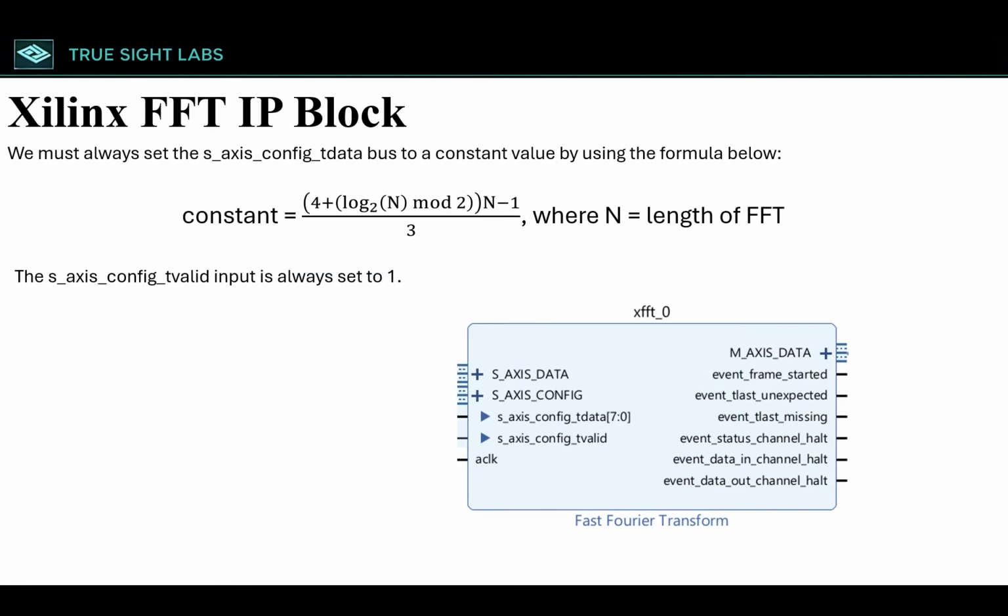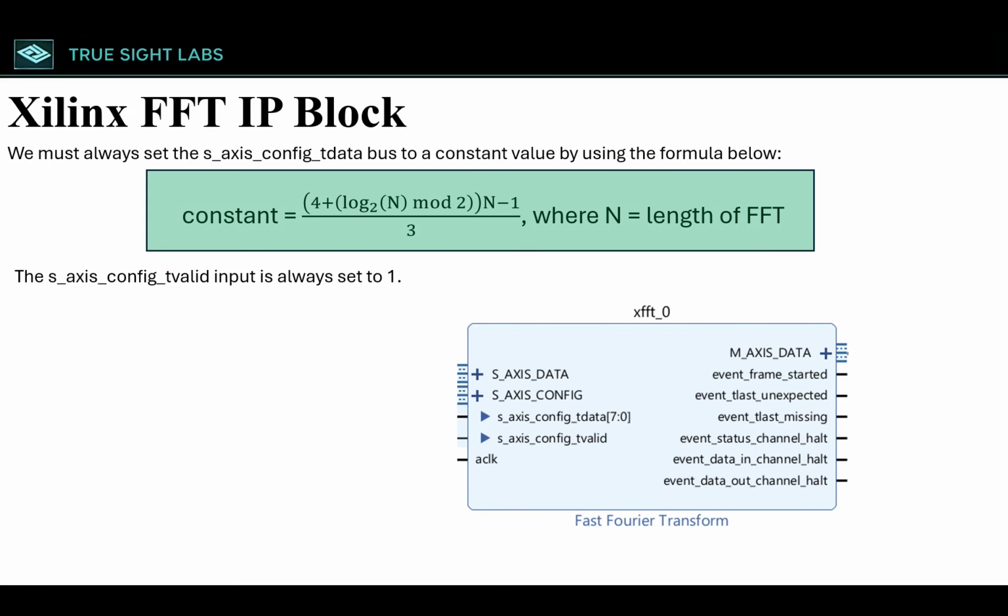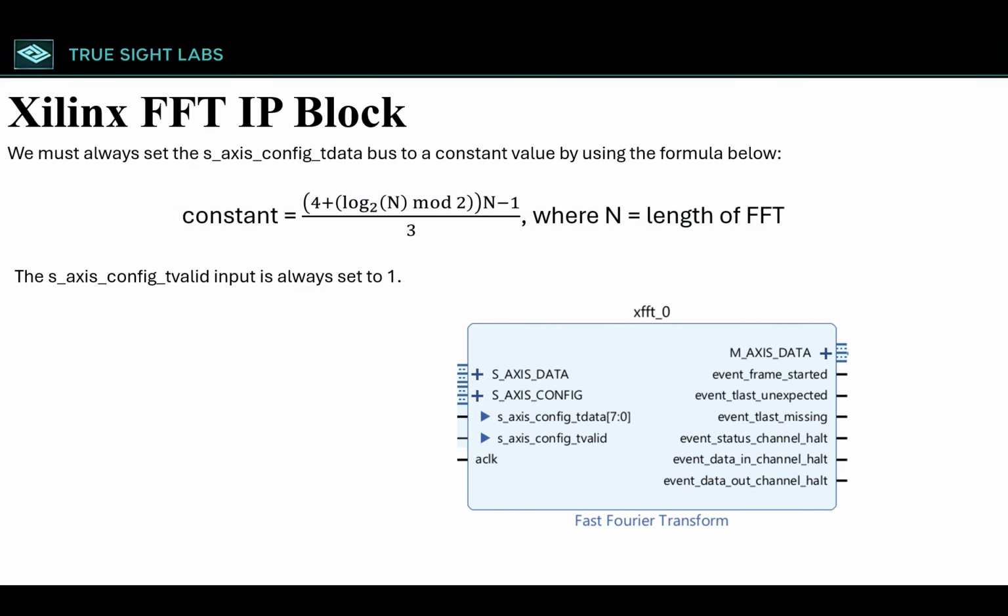When using the IP block, we must always set the S-axis config T data bus to a constant value by using the formula below. In this formula, n is the length of the fast Fourier transform that we want to do. Also note that the S-axis config T-valid input is always set to 1. We drive the bus signals in the manner shown below.